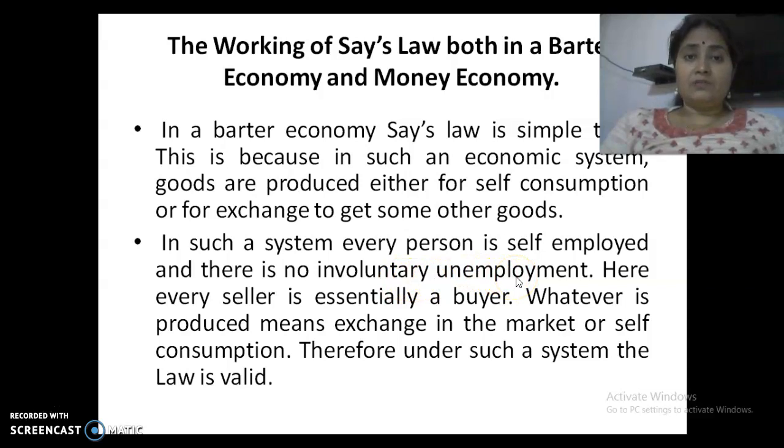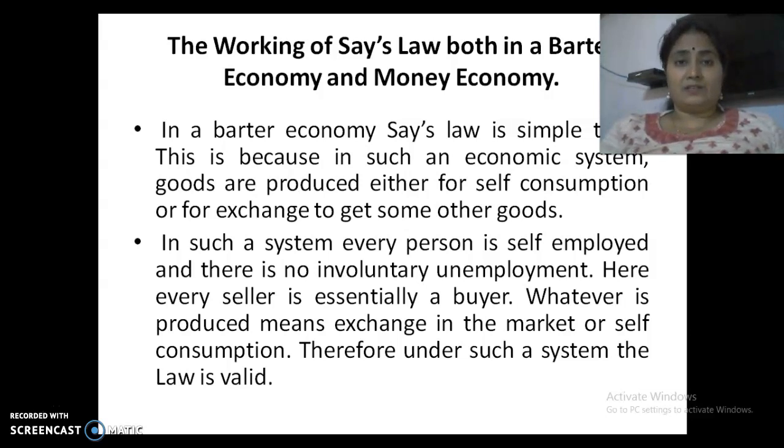So, what is involuntary unemployment? When a person is unemployed even though he desires to work at the prevailing wage rate, that means involuntary unemployment. But it is assumed that everyone who is willing to work at the prevailing wage rate is employed. Here, every seller is essentially a buyer. Whatever is produced is exchanged in the market or used for self-consumption. Therefore, under such a system, the law is valid.